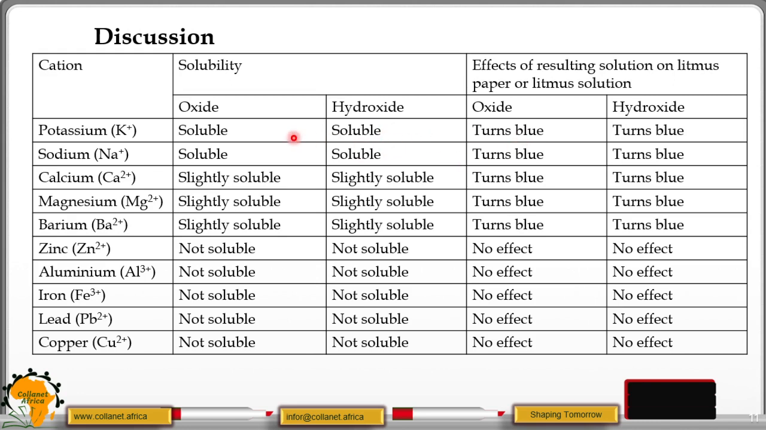And that's why for potassium, sodium, calcium, magnesium, and barium, we have the litmus solution or litmus paper turning blue, because the presence of hydroxide ions is responsible for that color change. For the others, because they don't dissolve, we don't have hydroxide ions, so there is no effect. The litmus solution will remain the same. If you have red litmus paper, it will remain the same. If you have blue litmus paper, it will remain the same.